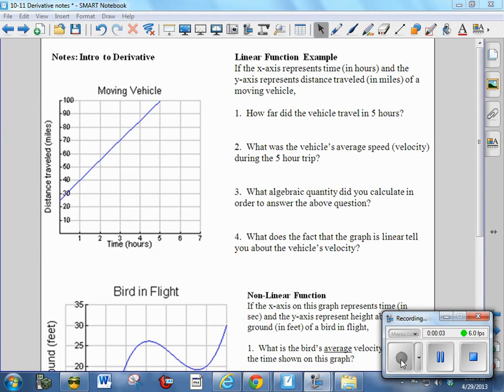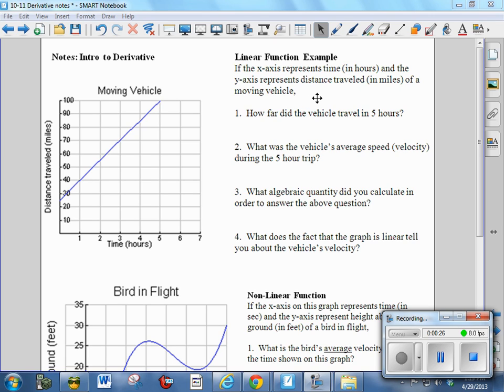This is the first of a series of videos about the derivative that all go with the handout entitled Intro to Derivative Notes. Let's start by looking at this example shown in the graph here. We have the graph entitled Moving Vehicle. On the x-axis we have time in hours, on the y-axis we have distance traveled in miles.